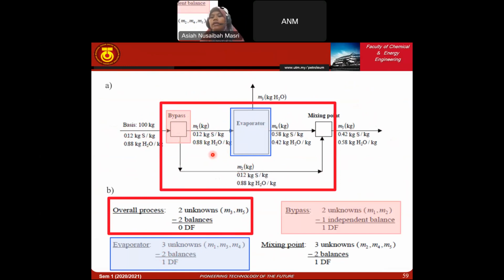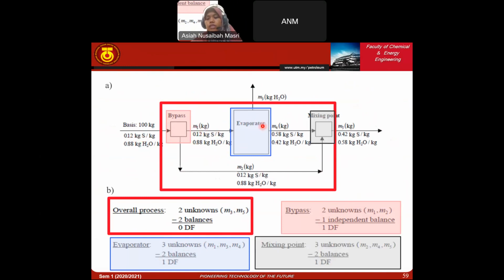Okay, remember back. Similarly to the recycle, we have a splitter here. For a splitter, even though we have 2 materials, that is an exception. We have a splitter in the bypass, and we have a splitter in the recycle. So if we have a splitter, even though we have 2 materials, we actually only have 1 independent balance. So 2 minus 1 is 1 degree of freedom. We cannot solve from the bypass.